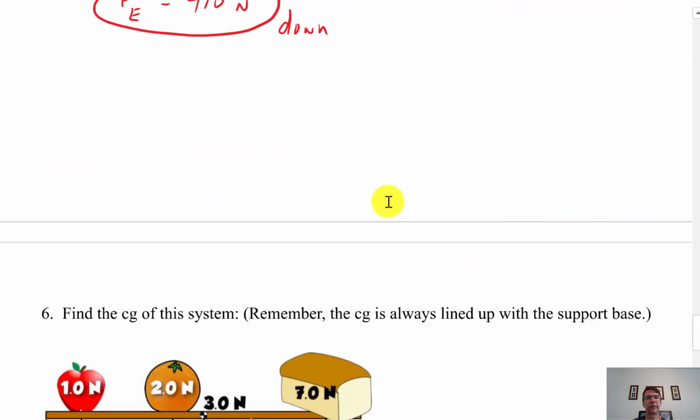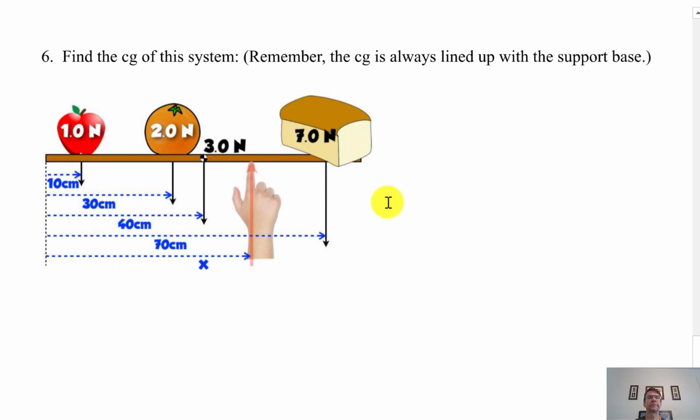Next problem we have, a center of gravity problem. All right, looks like a lot going on here. There kind of is. So this one is just somebody balancing a bunch of food on a stick.